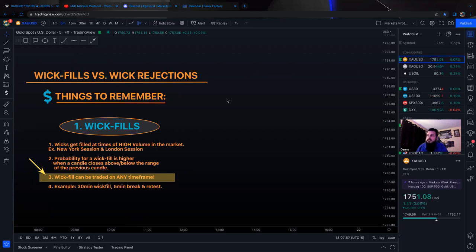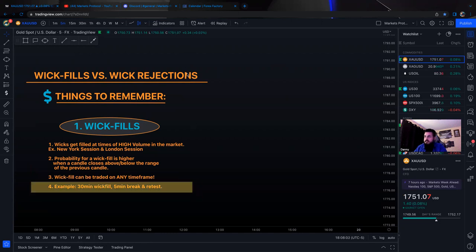Okay, so remember that. And last but not least, ladies and gentlemen, I'm going to draw an example over here. This is a very common setup that appears 90% of the time on gold, and on different pairs as well. Let's say on the 30-minute time frame you are looking at a VIC fill, or looking forward to trading a VIC fill, but when you switch to a lower time frame, like a 5-minute time frame, it looks like a break and retest. Okay, this happens most of the time.